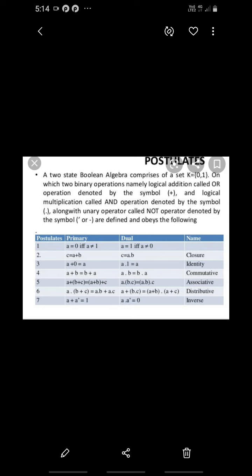The fourth one is A plus B is equal to B plus A, and its dual form is A into B is equal to B into A. Its name is commutative. The fifth one is A plus (B plus C) is equal to (A plus B) plus C. The dual form is A into (B into C) is equal to (A into B) into C, and its name is associative.